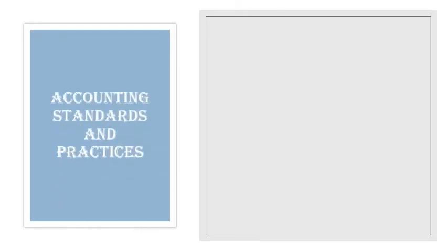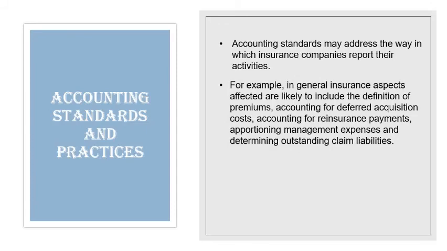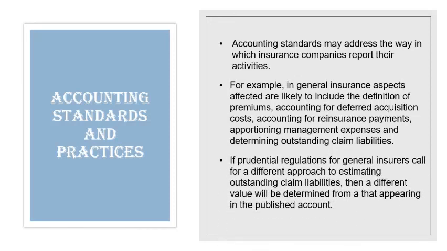Accounting standards and practices. Moreover, accounting standards may address the way in which insurance companies report their activities. For example, in general insurance, aspects affected are likely to include the definition of premiums, accounting for deferred acquisition costs, accounting for reinsurance payments, apportioning management expenses and determining outstanding claim liabilities. If prudential regulations for general insurers call for a different approach to estimating outstanding claim liabilities, then a different value will be determined from that appearing in the published accounts.